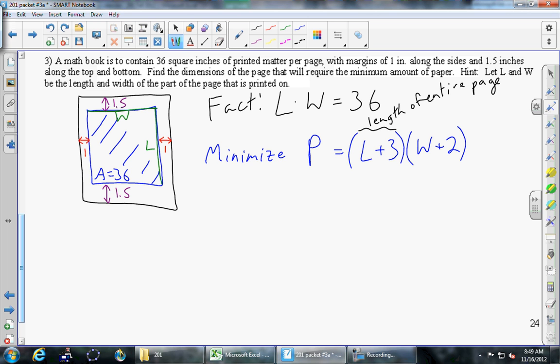So it doesn't make any difference to me which one we solve for. Sometimes it's easier to solve for one than the other. Go with that, but in this case, it doesn't matter. So what if we solve for L? What is L equal to from that equation? 36 over W.